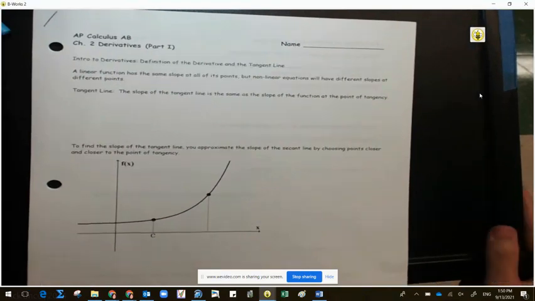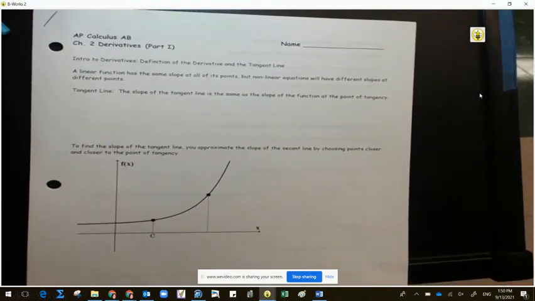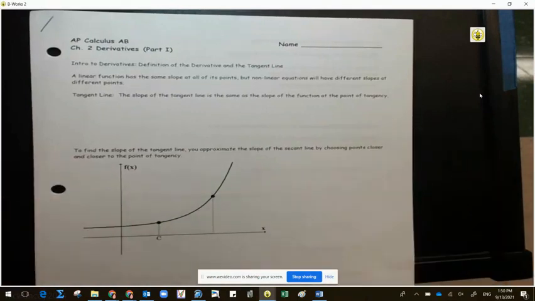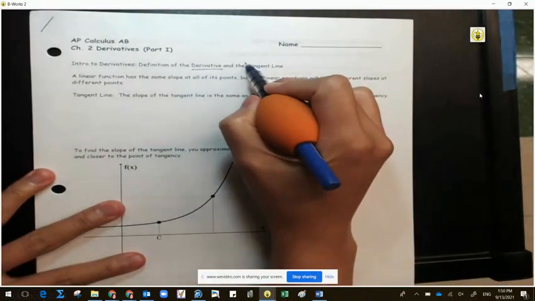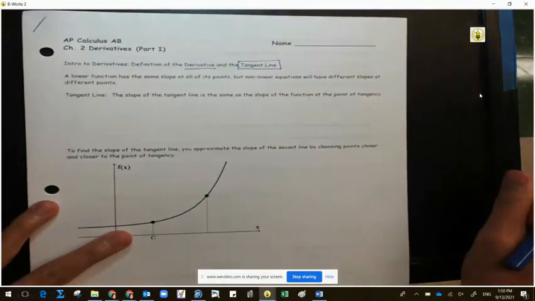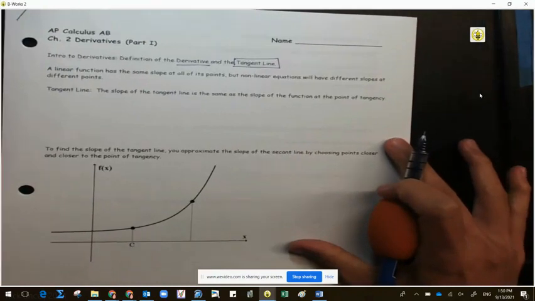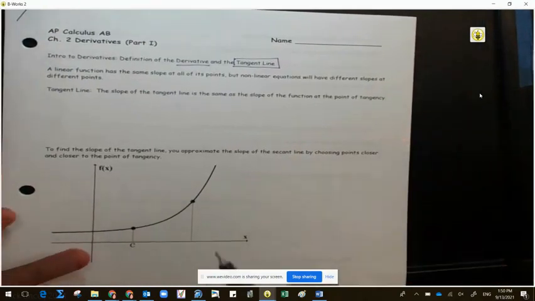So we're starting chapter two today, and the first part is on derivatives. I'm going to simplify. Don't worry. All right. So we're looking at derivatives, and derivatives are tangent lines. And I'm going to give you an example of a linear function that has the same slope.